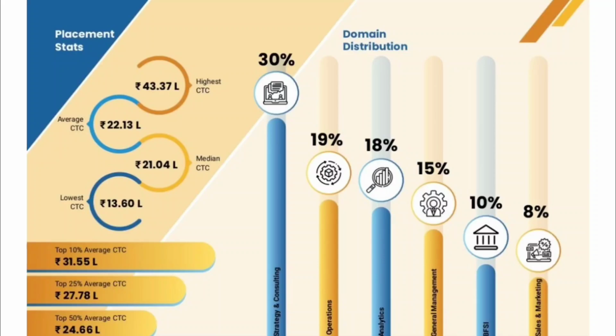If we consider the domain-wise placements, then 30% placements were from strategy and consulting, 19% placements are from operations, 18% from analytics, 15% from general management, 10% from BFSI, and 8% from sales and marketing.